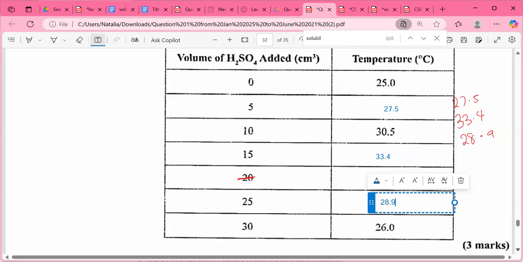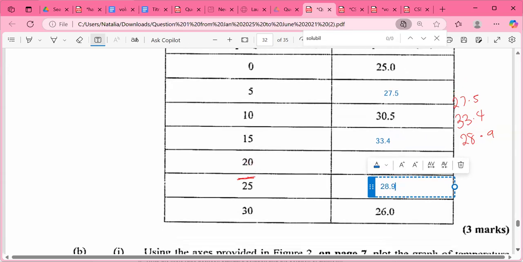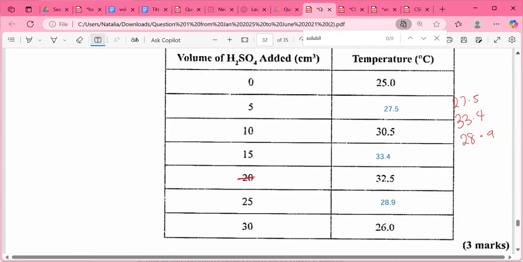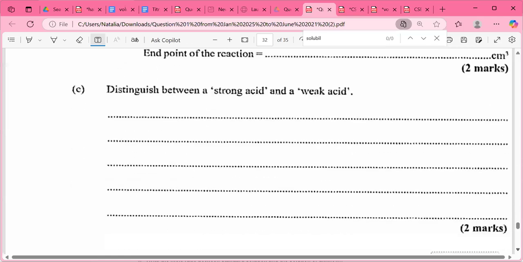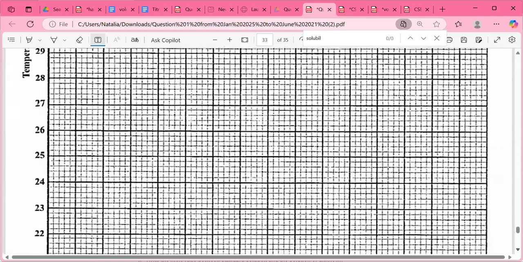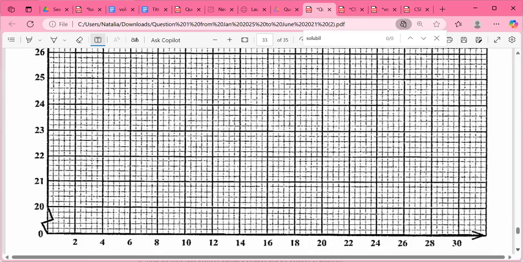So we notice that temperature is increasing and then it starts to decrease. Somebody take this picture for me, please. Let me know when somebody has it. Yes, Miss. So I'm running straight to plotting the graph. I'll go back to the rest of the questions.